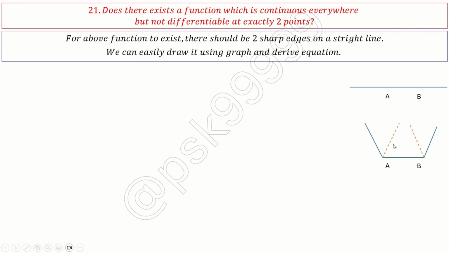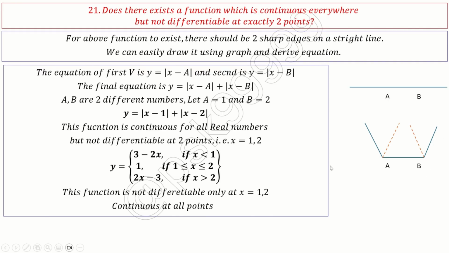Now you know this. What is the equation of this one? This is nothing but modulus of x minus a. This is modulus of x minus b. Correct. Now if y is equal to modulus of x minus a, and the second one is y equal to modulus of x minus b, so my final equation is y equal to modulus of x minus a plus modulus of x minus b. If I do that, then between a and b it will be a straight line. Okay, then you will have it like this. So it makes two sharp edges, so at a and b it is not differentiable.